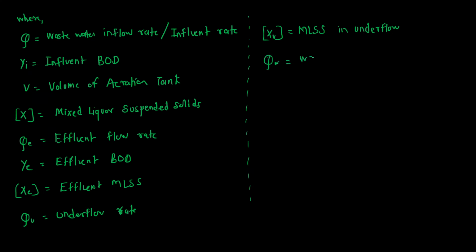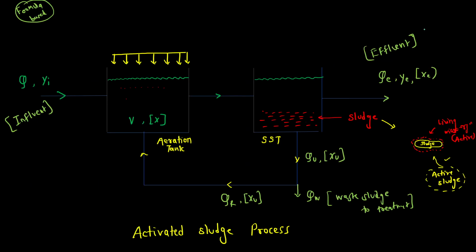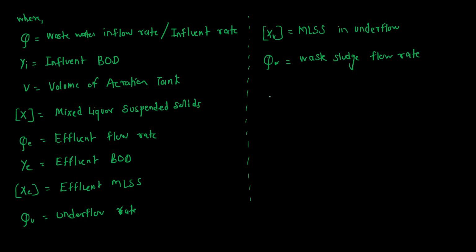QW. It is the waste sludge flow rate. Okay, so this is the waste sludge flow rate, QW. And last is QR. So this QR is the rate of sludge return. Okay, so why is this sludge returned back to the aeration tank? What is the requirement? To increase the efficiency.